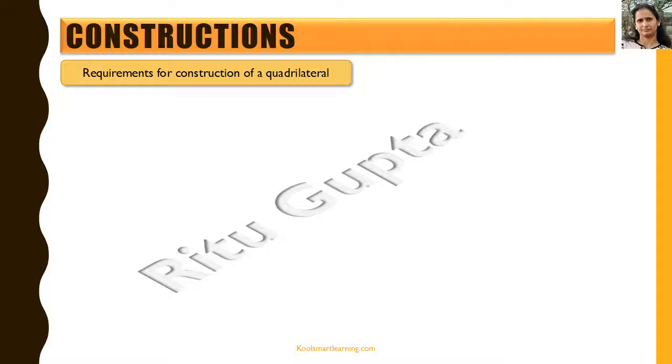Now, because we'll be talking about construction of quadrilaterals in this session, let's first understand the requirements for construction of a quadrilateral. I assume in this session that before moving to construction of quadrilaterals, we've done the construction of triangles in previous classes. We know how to bisect angles, how to bisect a line segment, and how to construct different angles using a compass and ruler. So now we'll only talk about constructions of quadrilaterals.